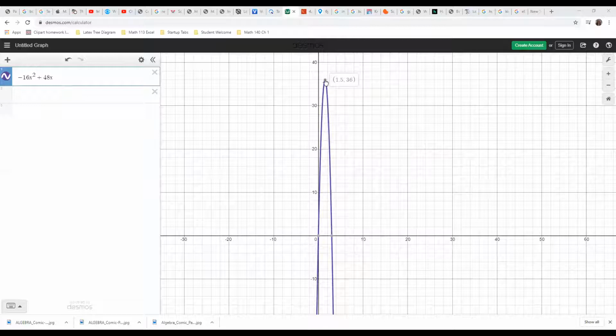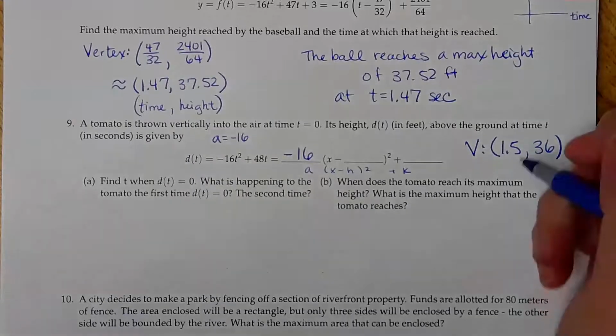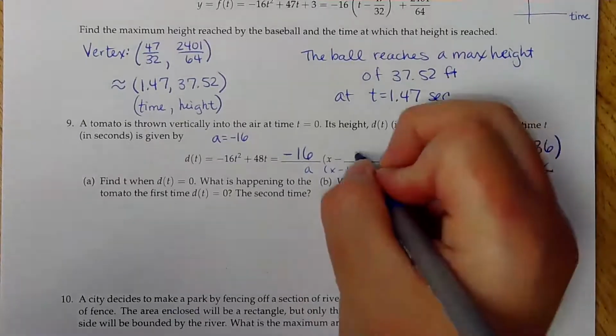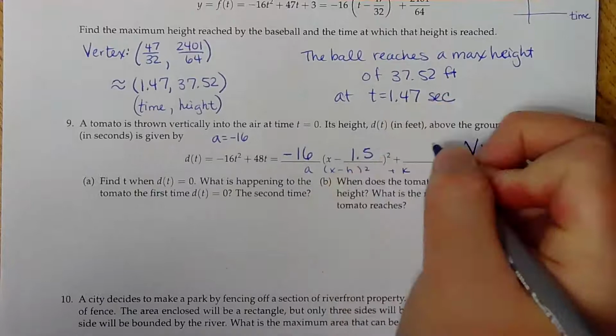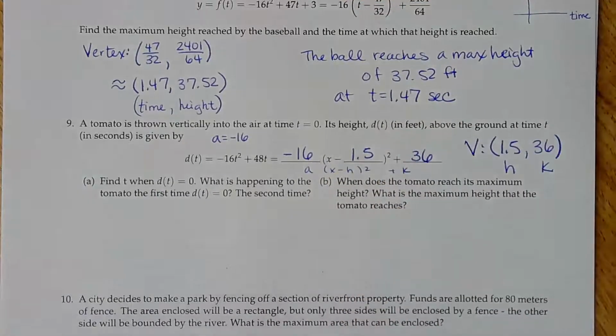All right, so let's come back to our page and work on this a little bit more. Okay, so I'm going to fill this in. This is my h, and this is my k. So I know that this is x minus 1.5 squared plus 36. Okay, so I have that filled in.